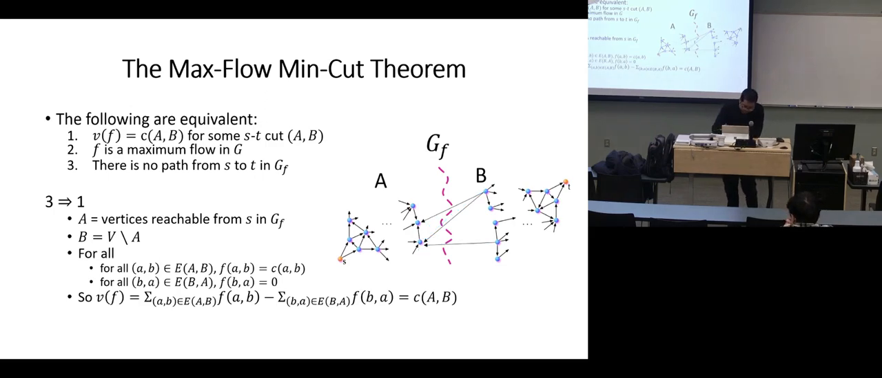So now, let's look at an edge from A to B in the original graph. Then the flow value on A to B must be full. This edge must be saturated. Why is that? If it wasn't saturated, then this direction of edge would still appear in the residual graph, and you would have a path in the residual graph. So the flow must be full.